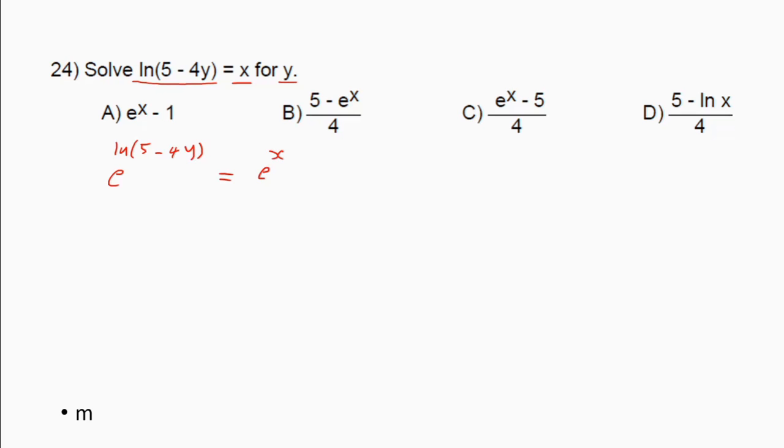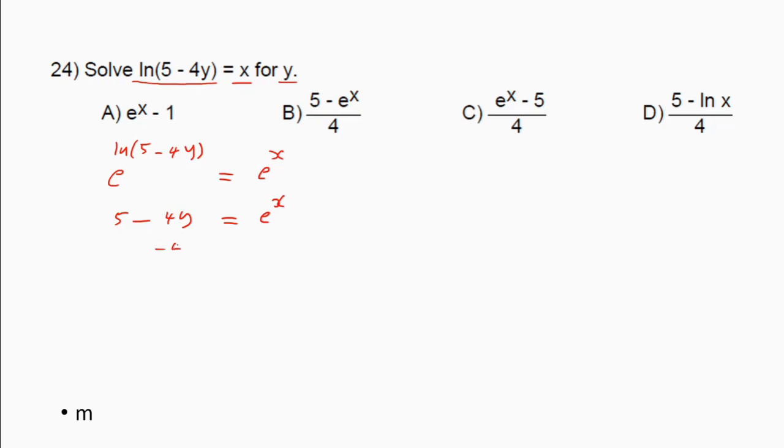Now we know that ln is a logarithm and e is exponential, and they are inverses of one another. So ln will annul the impact of e, and we will end up with just the argument. So it will be 5 minus 4y equals e to the power x. And then from this step on, we're just going to have to solve for y. Let's do it step by step.